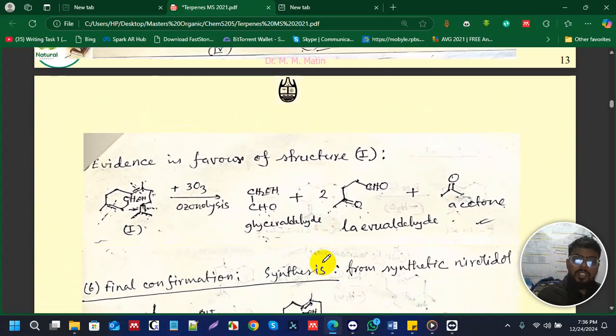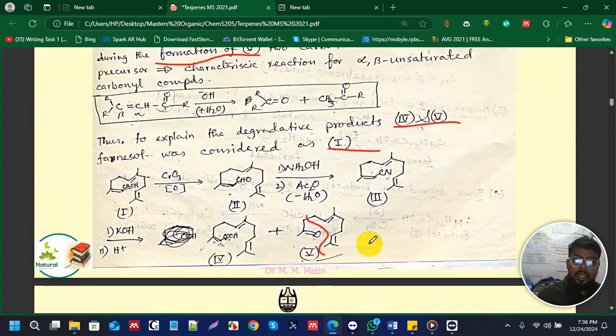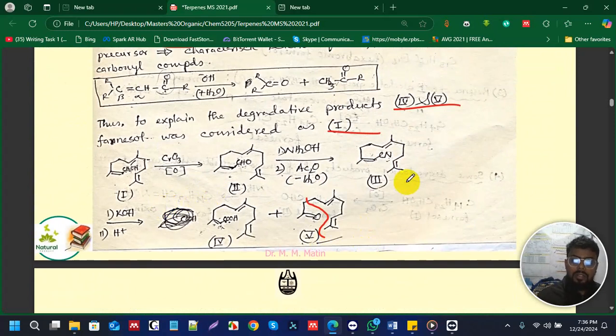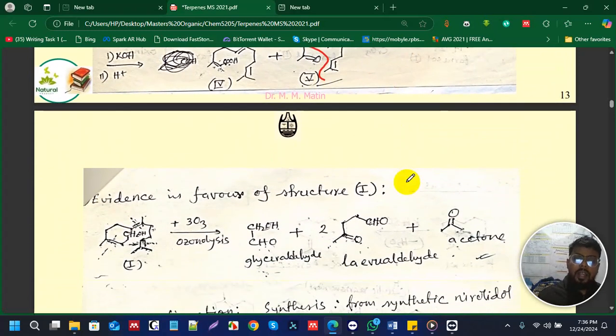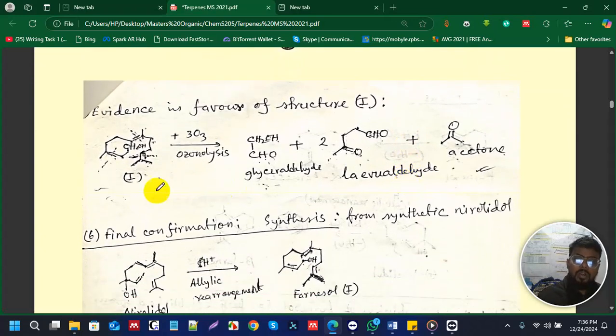Evidence in favor of structure I. Structure I means the structure of farnesol. In case of evidence in favor of structure I, we can say that it's farnesol. When you do ozonolysis, it will be converted into glyceraldehyde, or glycoaldehyde. We can say that.